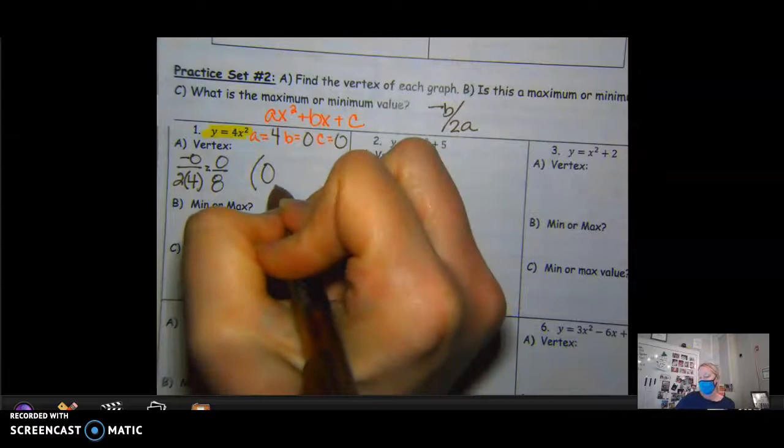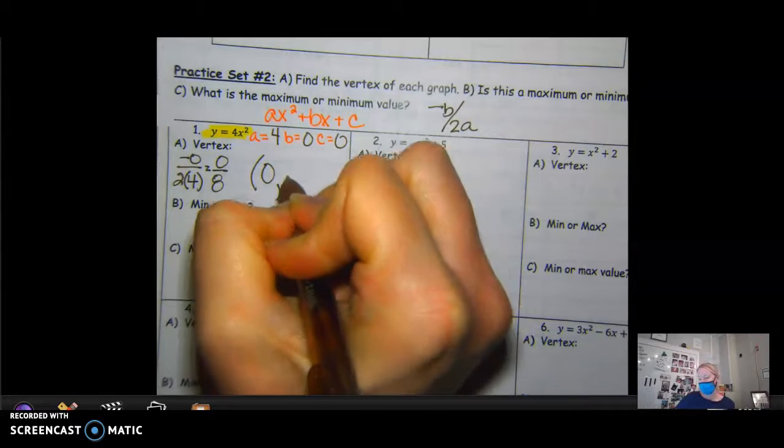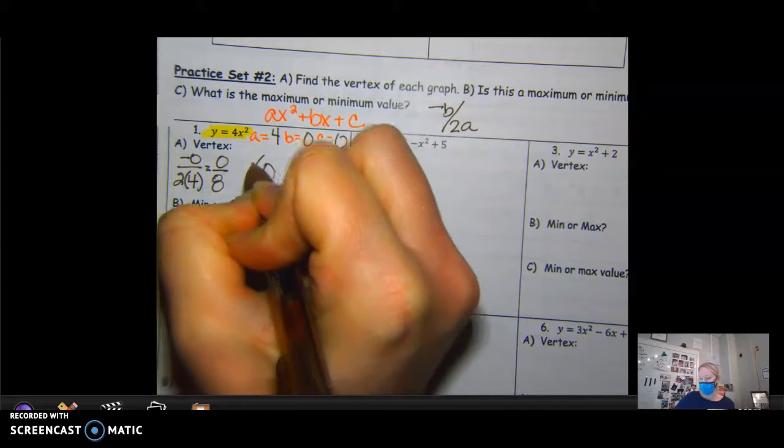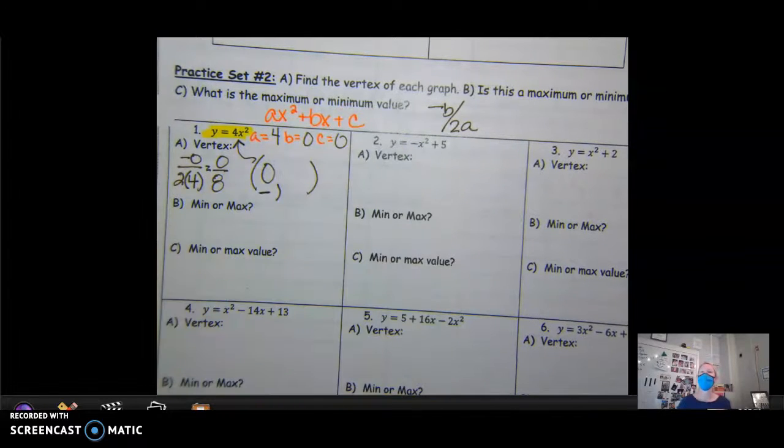To find your y value at the vertex, what you're going to do is you're going to plug this 0 in for x to solve for y. So what is 0 squared? 0. What's 0 times 4? So your vertex on this one is at 0, 0. Okay, let's try number 2.